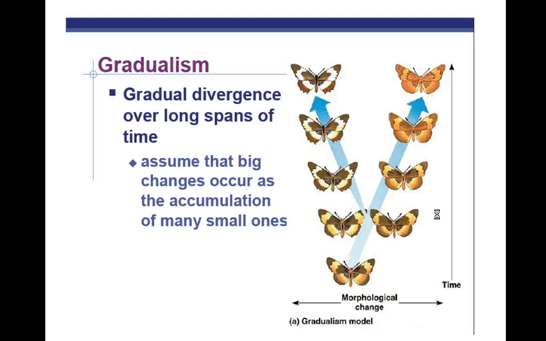All right, there are two ideas on how differences accumulate over time. The first one is gradualism. This was originally come up with by Darwin, and basically he thought that we had small changes that accumulate gradually over millions of years. Unfortunately, the fossil record doesn't support that, so that is no longer in vogue.